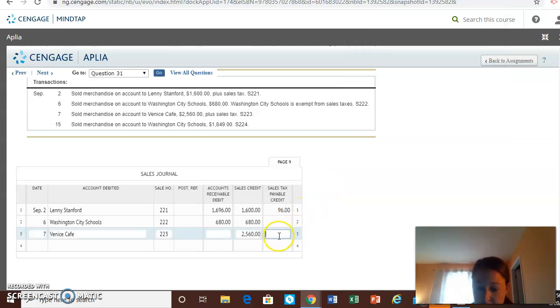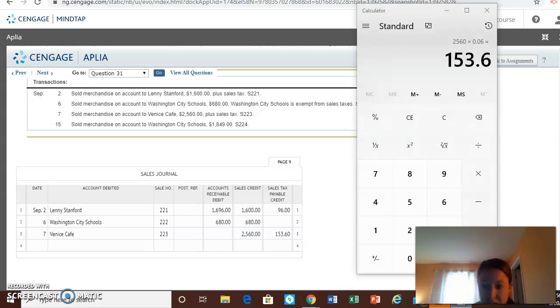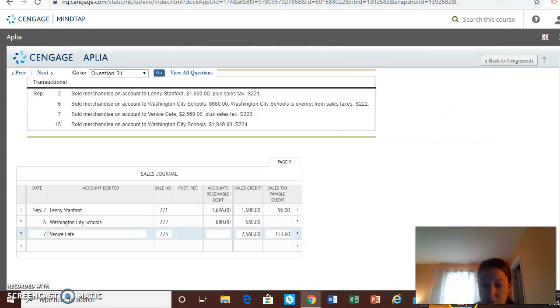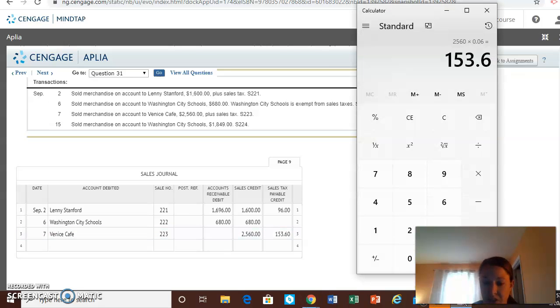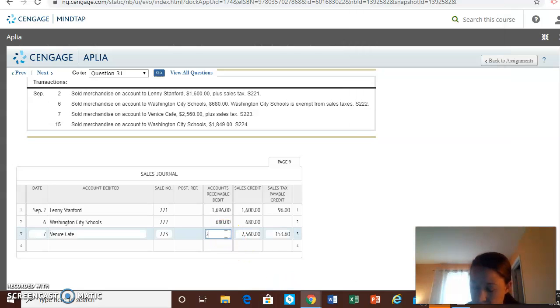So we're going to plug that in here, 153.60, and then we're going to add these two together. So we have 153.60 plus 2,560 gives us $2,713.60.